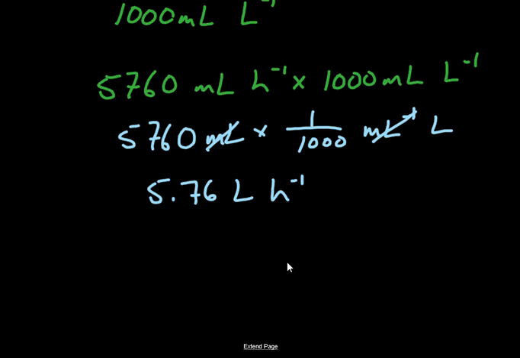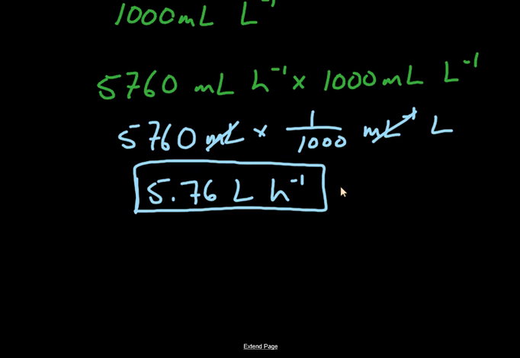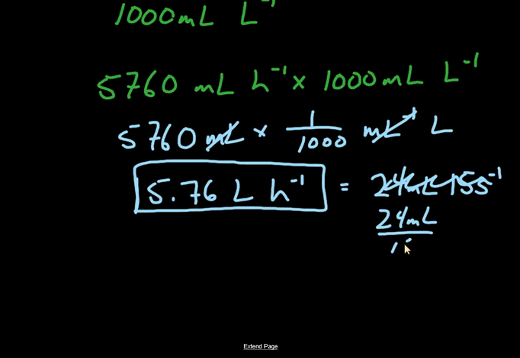Okay, so hopefully, so far, so good. What we're saying here is this unit is the equivalent to this unit. Maybe that's not the best way to do that. I'll do it this way. Okay, so 24 milliliters dripping out of a tap every 15 seconds is the same thing as saying we're going to have 5.76 liters coming out of there per hour. It's the same thing. It means the same idea.